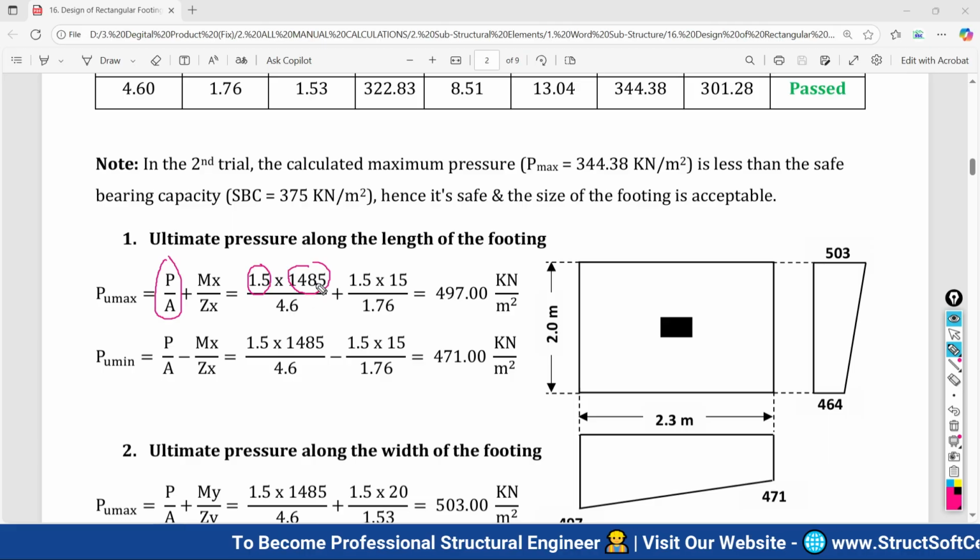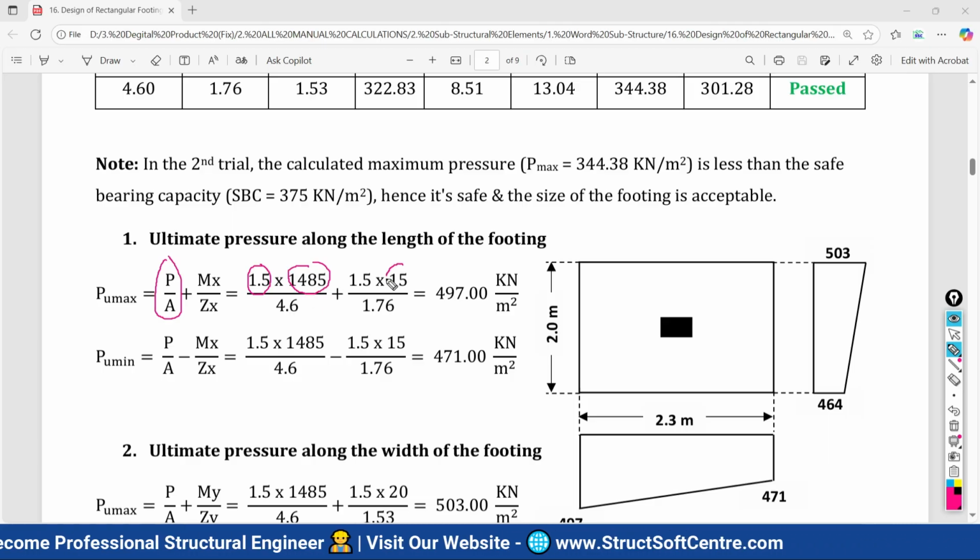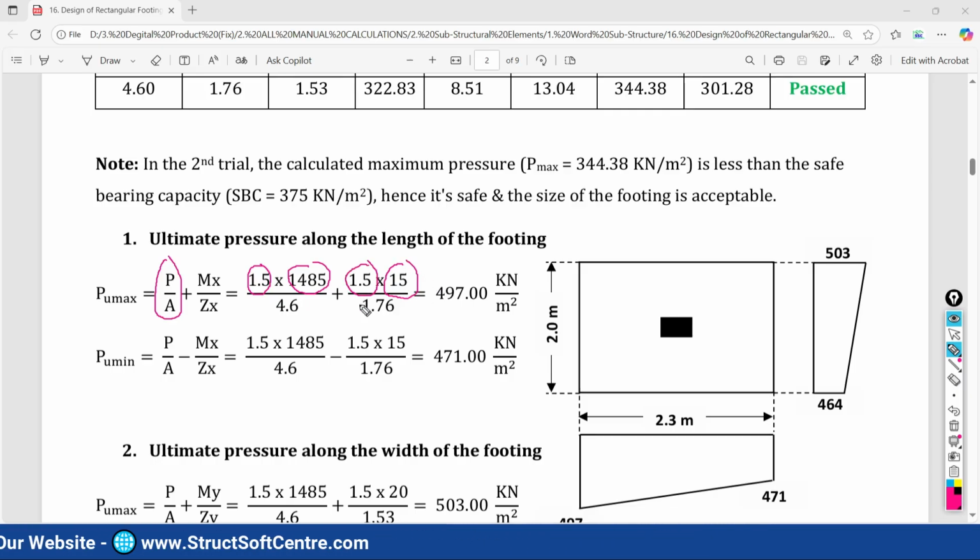Okay, so we will get the factored value. The service moment we have given along the major axis is 15 kilonewton meter. We are going to multiply it with 1.5, so these values are going to become factored values. That's why we are getting the factored upward soil pressure as maximum along the length of the footing.